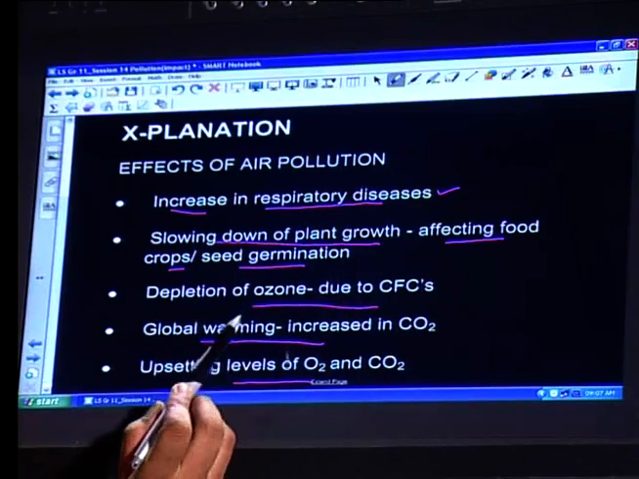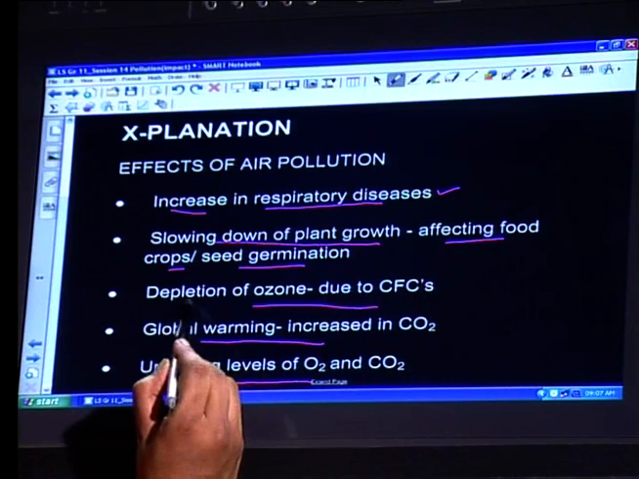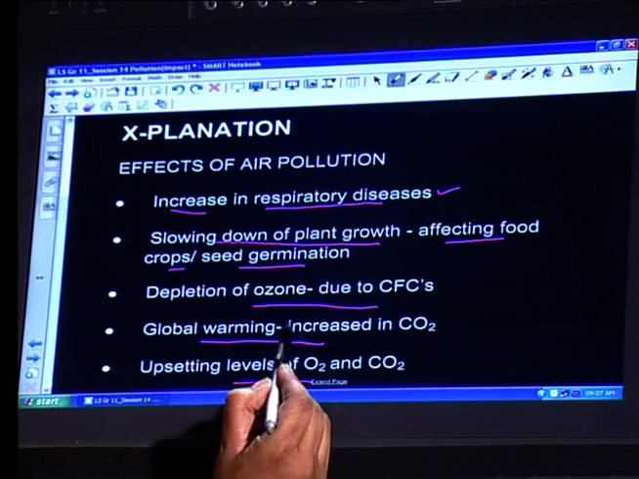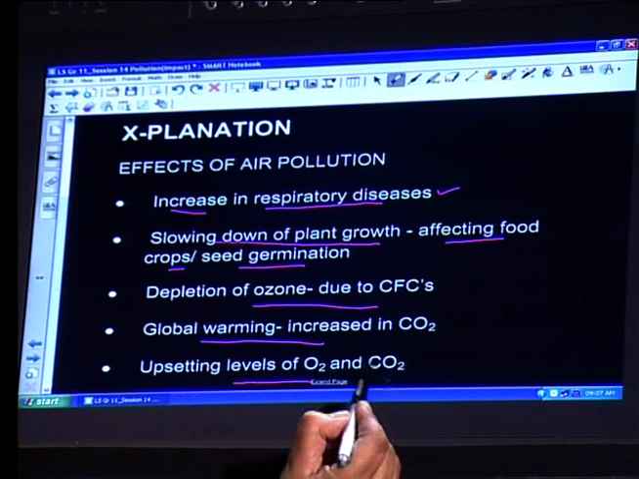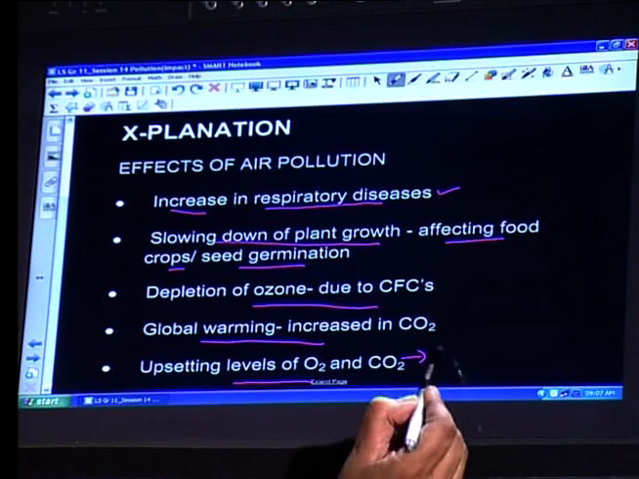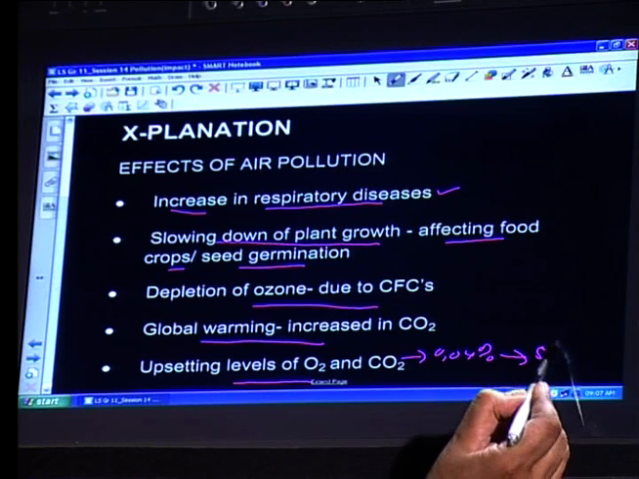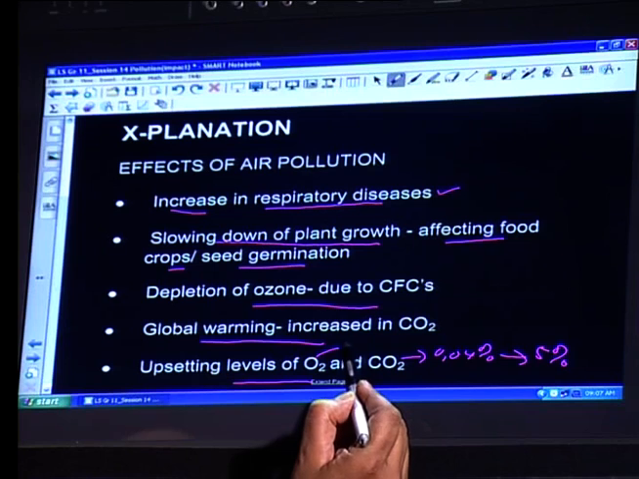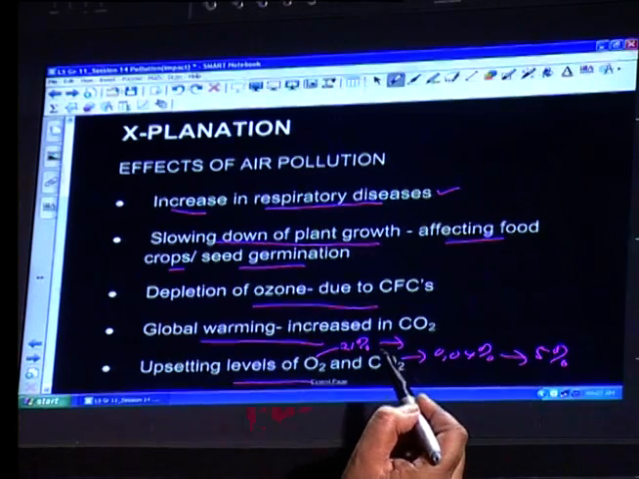So let us just revise once more the effects of air pollution. Increase in respiratory diseases, slowing down of plant growth affecting food crops, depletion of the ozone, global warming due to increased CO2 levels, and upsetting the levels of oxygen and CO2, whereby CO2, which is supposed to be 0.04% in the atmosphere, is now going to increase to about 5%, and the oxygen, which is supposed to have been 21%, is now going down to about 15%. And obviously, these levels, once they change, will affect life itself.